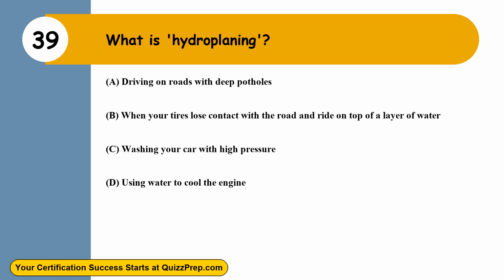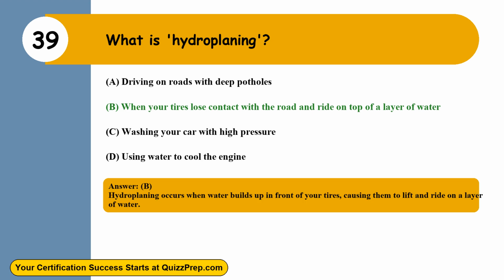Question 39. What is hydroplaning? Option A, driving on roads with deep potholes. Option B, when your tires lose contact with the road and ride on top of a layer of water. Option C, washing your car with high pressure. Option D, using water to cool the engine. The correct answer is option B. When your tires lose contact with the road and ride on top of a layer of water. Hydroplaning occurs when water builds up in front of your tires, causing them to lift and ride on a layer of water.